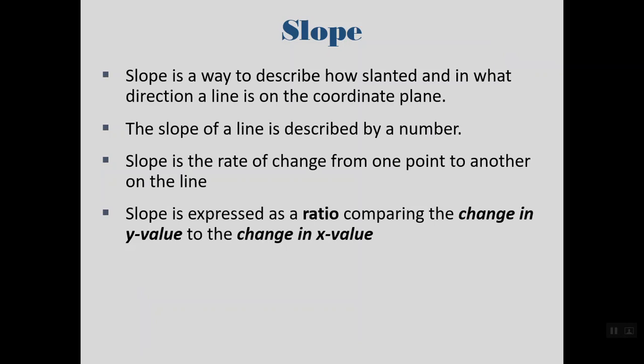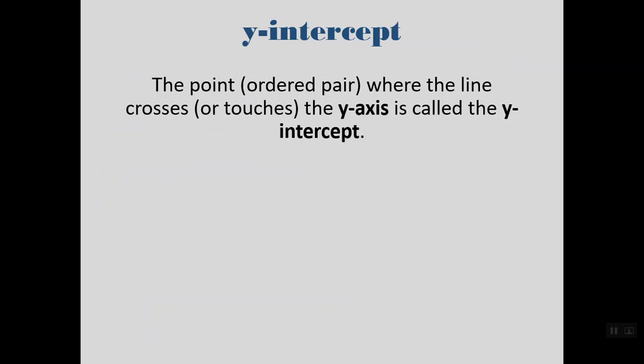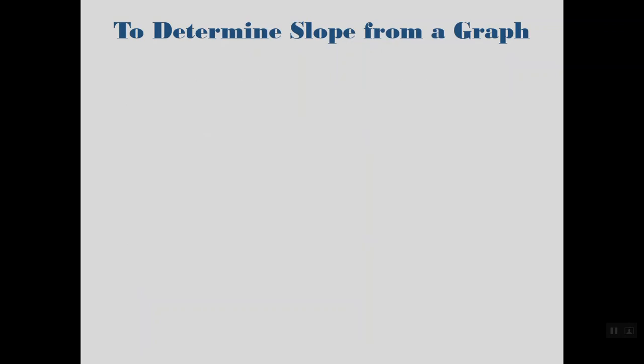The numerator is going to be the difference between the y values of the ordered pairs of those two points. And the denominator is going to be the change in the x values of those ordered pairs. And we'll show you just what I mean by that in just a few minutes. All right. Slope is represented by the variable m. S was taken by something else, so the variable m represents our slope. The y-intercept is a little bit more straightforward. That is a point, an ordered pair, where our line crosses or touches the y-axis. That is called the y-intercept.